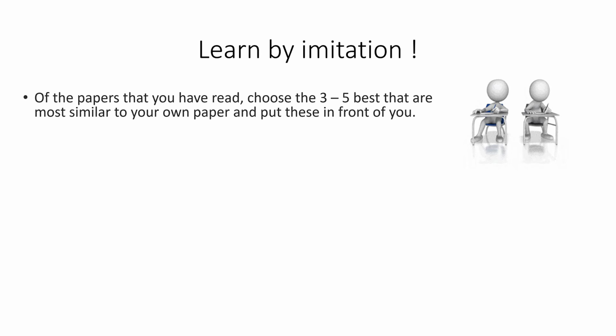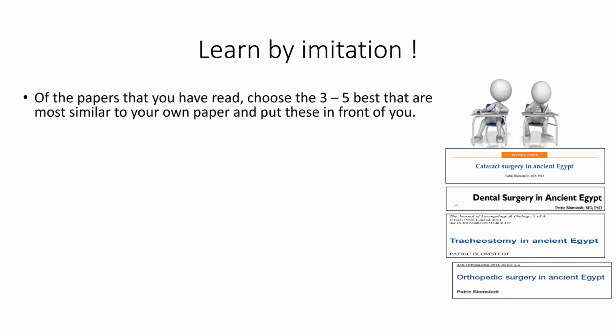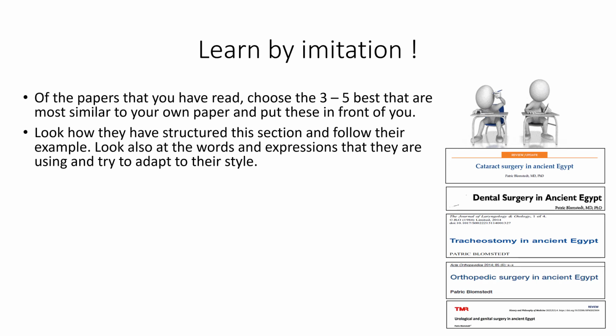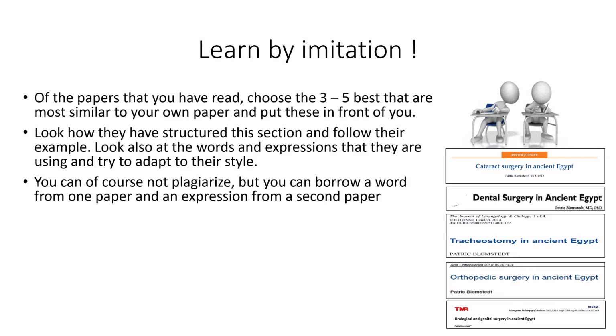In the material and method, as well as in the following parts, it is often valuable to learn by imitation. Of the papers that you have read, choose the 3 to 5 best ones that are most similar to your own paper and put these in front of you. Look how they have structured this section and follow their example. Look also at the words and expressions that they are using and try to adapt to their style. You can of course not plagiarize, but you can borrow a word from one paper and an expression from a second paper.